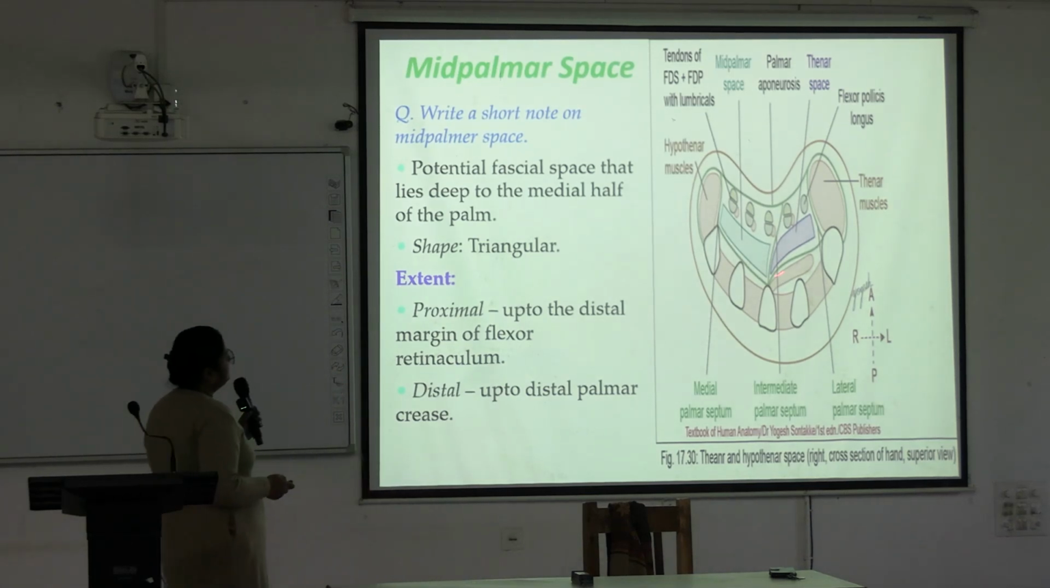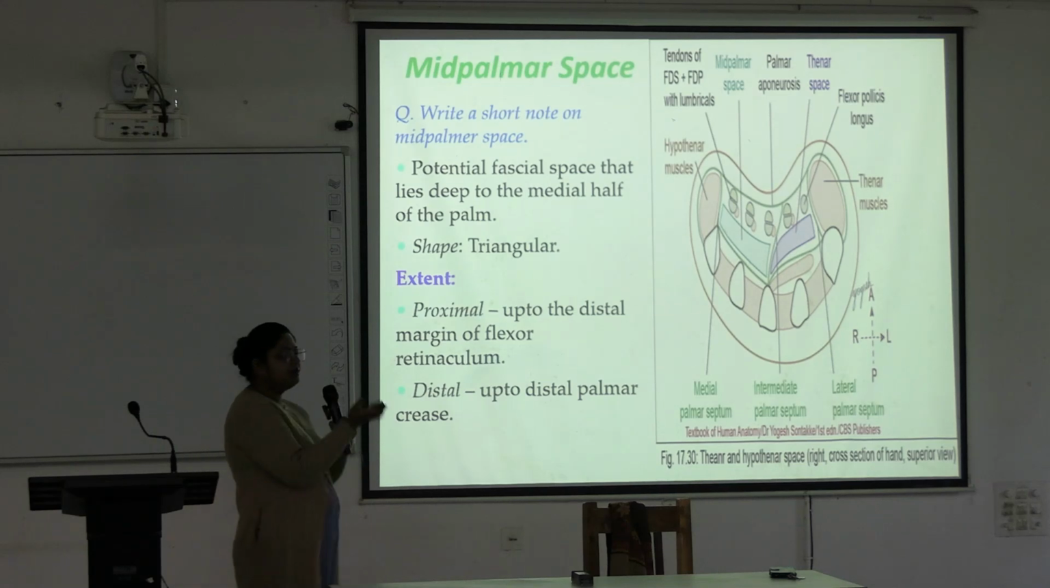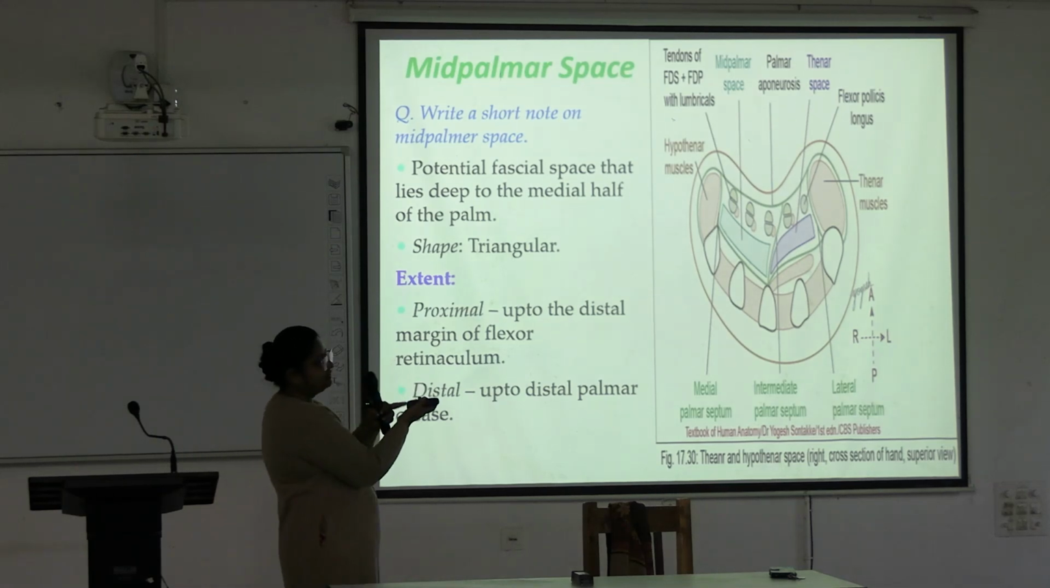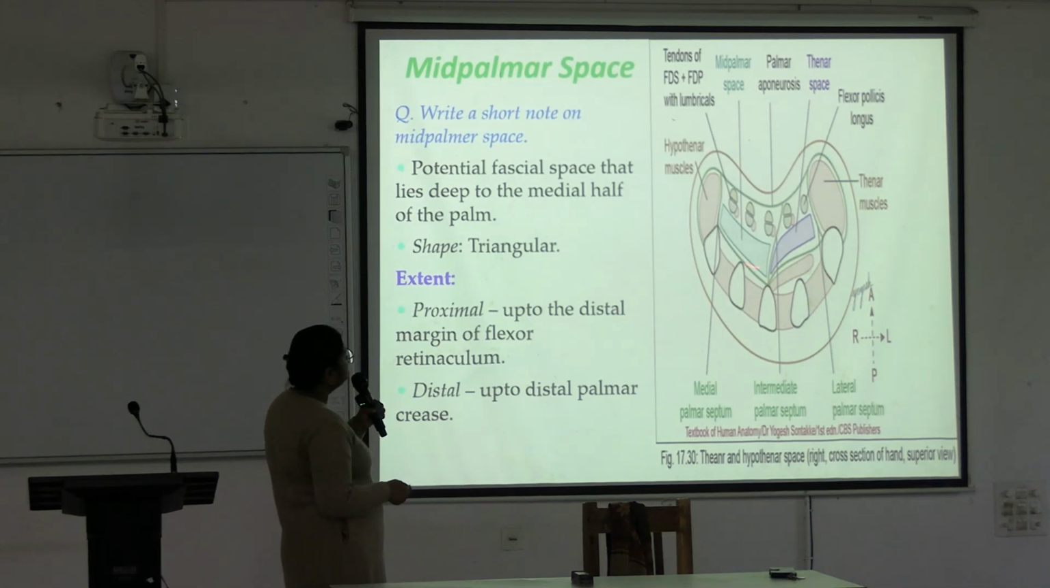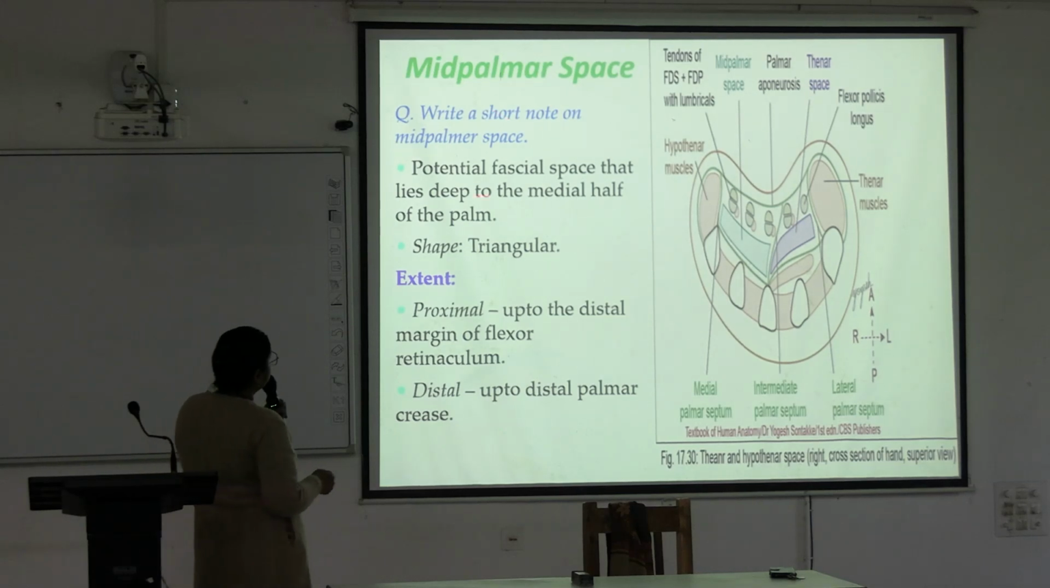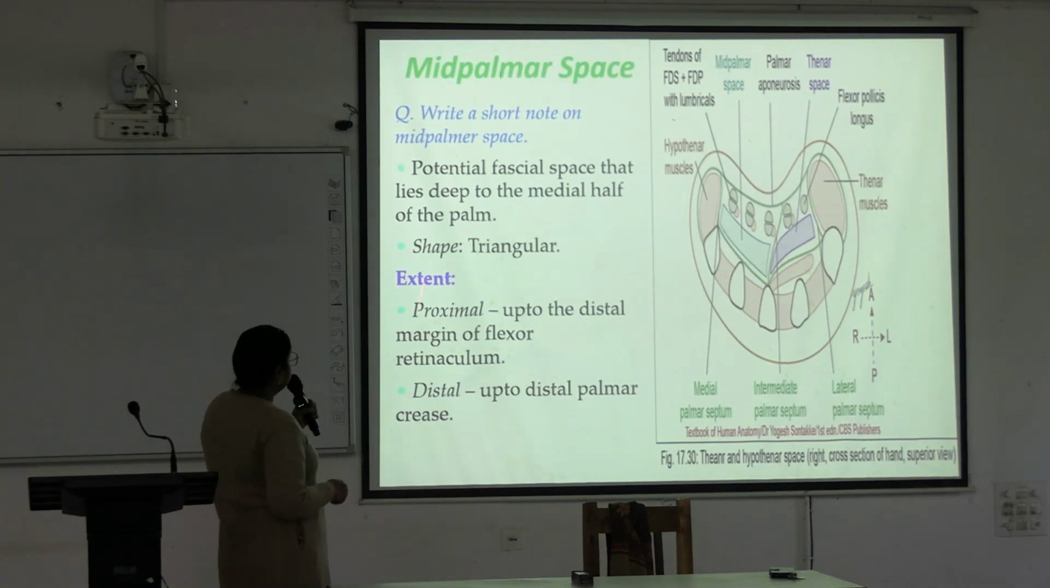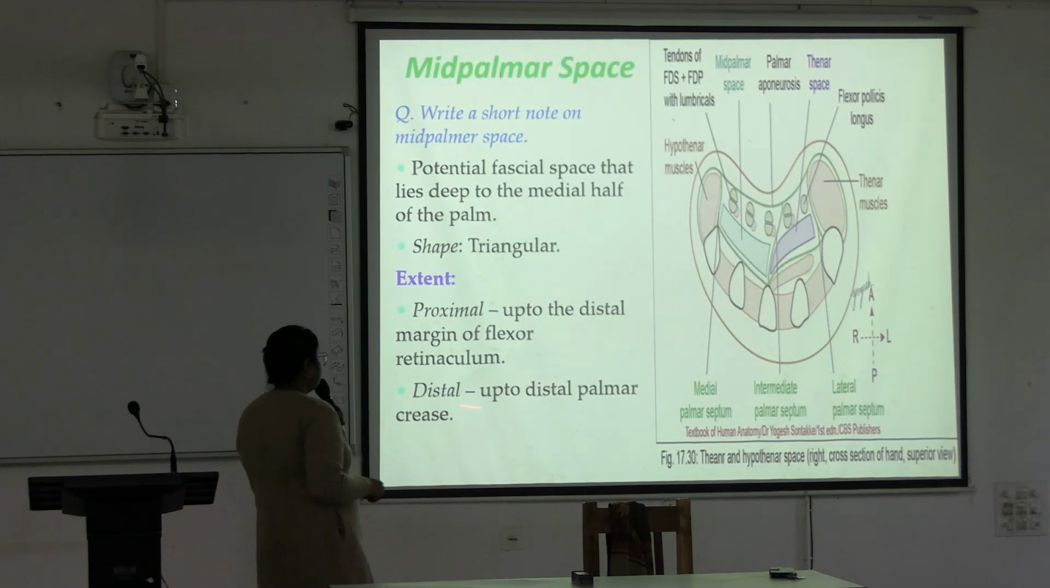So, the mid palmar space. See, this is a section through the palm here. At this region, you have taken a transverse section. So at this level, here is the mid palmar space. This is Thenar space. Mid-palmar space is a potential fascial space that lies deep to the medial half of the palm here, and its shape is triangular. It extends proximally up to the distal margin of the flexor retinaculum and distally up to the distal palmar crease.